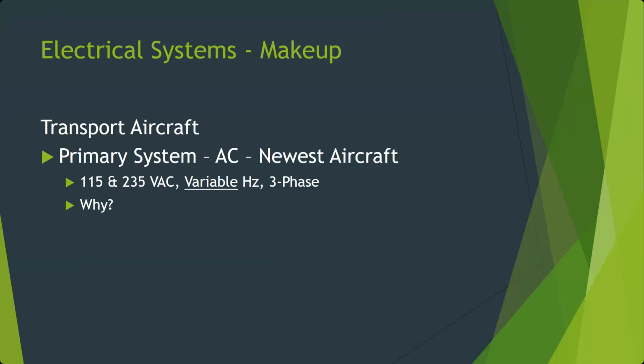Some of the newest aircraft use 115 volt, 235 volt, variable frequency three-phase. So it's still a three-phase system. They're an even higher voltage for many of the sources. And we use a variable frequency. So first off, why do we go to the higher voltage? Kind of touches on what I just talked about. Higher voltage means what?